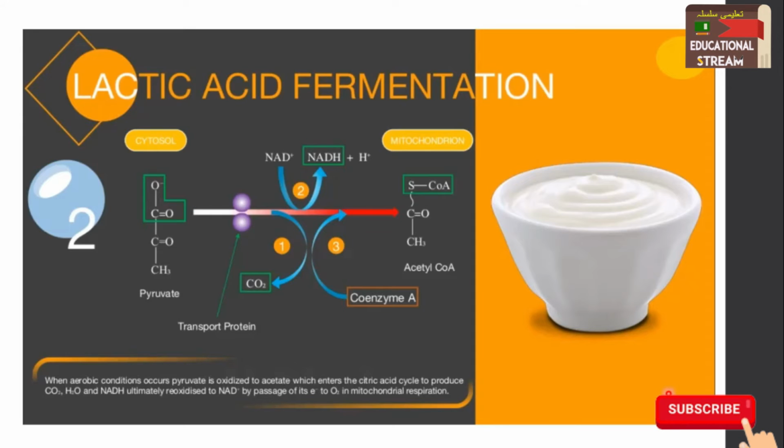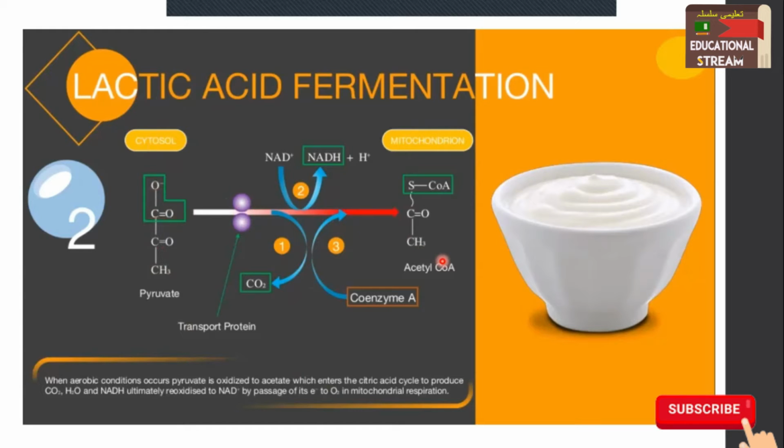The first type is lactic acid fermentation, and how this lactic acid fermentation takes place. Lactic acid fermentation starts when there is no oxygen and the cell wants energy to carry out its function. The pyruvate, which is the end product of glycolysis in the cytosol, if oxygen is present, will move toward the aerobic pathway, and with the help of coenzyme A, it converts into acetyl CoA.